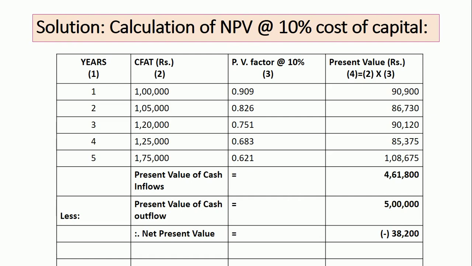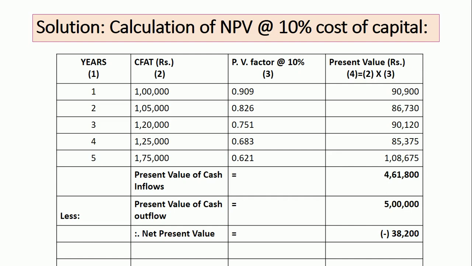From that, deduct present value of cash outflows, that is 5 lakh rupees, the initial project value. Therefore, we get net present value is equal to present value of cash inflows minus present value of cash outflows, that is equal to minus 38,200.